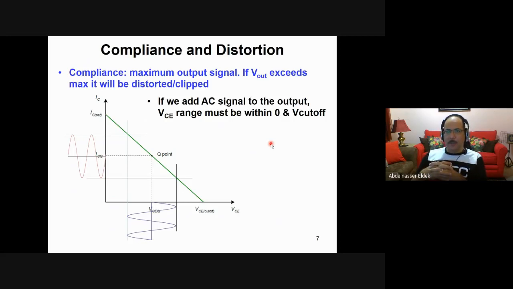Compliance and distortion. So as I mentioned before, if you design an amplifier, you have to make sure that you will not have clipping unless you do this on purpose. So here, for example, if this is the Q point, you don't want this signal to reach this value or be more than this value, because if the current exceeds this value, it will be clipped. Same here, the voltage VCE, if the VCE level exceeds this value here, the cutoff, it will be clipped. So you don't want that, it will be distorted.